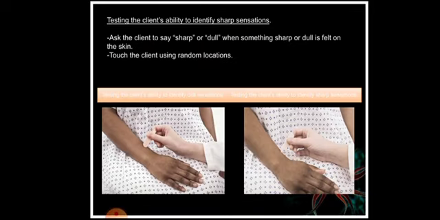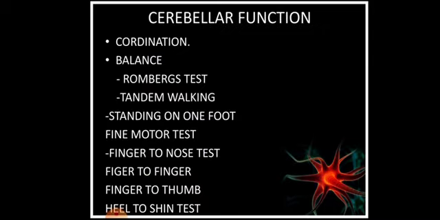And for vibration, you have to place the vibrating tuning fork over any bony prominences and ask whether the patient feels that vibration. For position sense, ask the patient to place the finger upward, then ask where it is placed, and downward, and where it is placed. If the patient's response is downward, then the sensation is good.